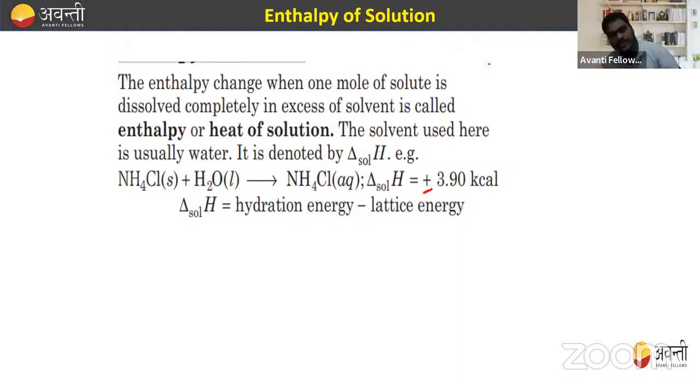An example: when ammonium chloride is treated with H2O, it forms ammonium chloride aqueous, right? So here the enthalpy of solution comes out to be 3.90, right? So enthalpy of solution we can also calculate by subtracting the lattice energy from the hydration energy. So if you know the value of hydration energy and lattice energy, then we can subtract these values to get this. I hope this is clear to you, right? Okay, so this is how you can calculate this.